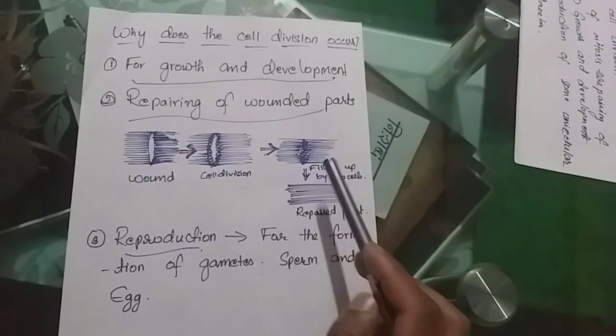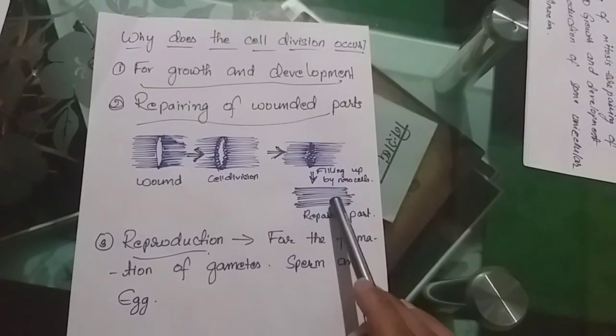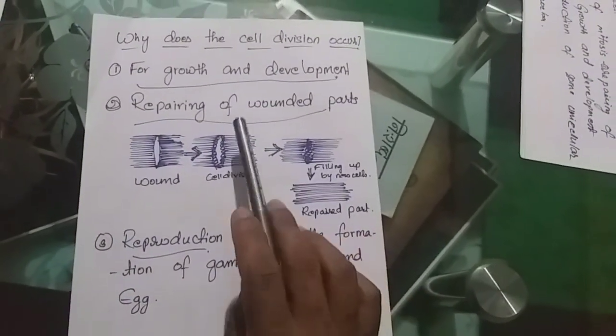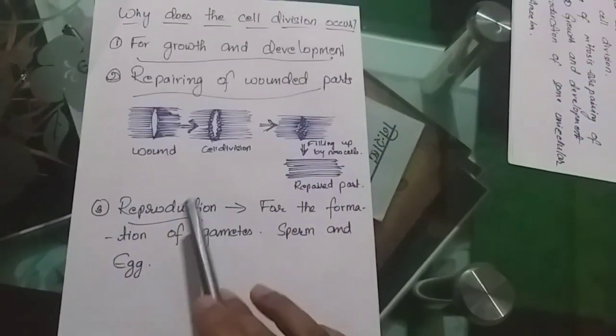Now after some time, what happens is that the wounded part is fully repaired. So this is also done by the help of cell division. Now the next part is reproduction.